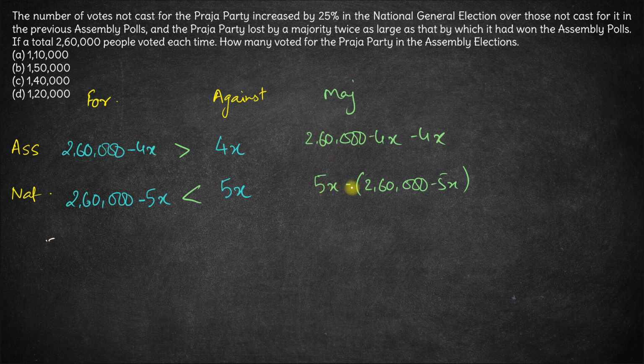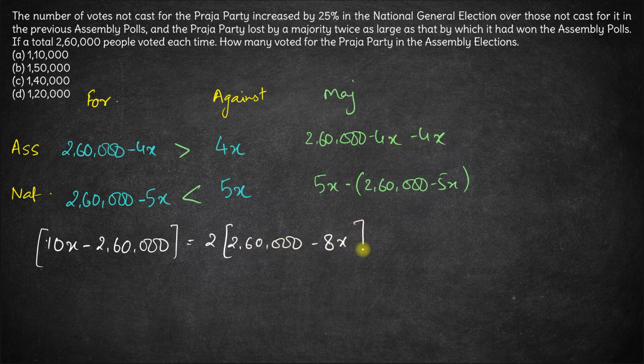So here we have 5x, minus of minus is plus 5x. So 5x plus 5x is 10x. So 10x minus 2,60,000. This majority is twice of this majority, which is 2,60,000 minus 8x. Okay, now let's solve this. We have 10x minus 260,000. Twice of this is 520,000. Twice of minus 8 is minus 16x. So 10x plus 16x is 26x.